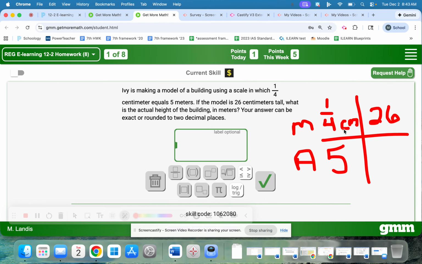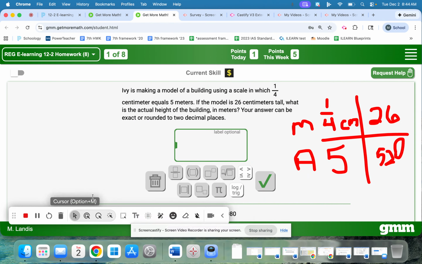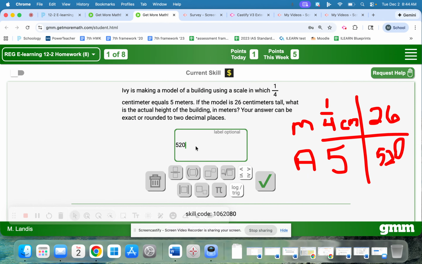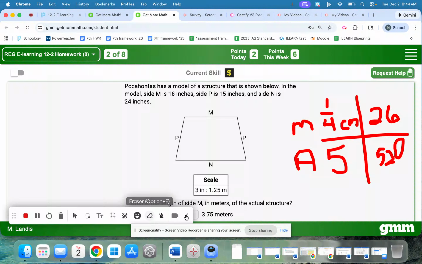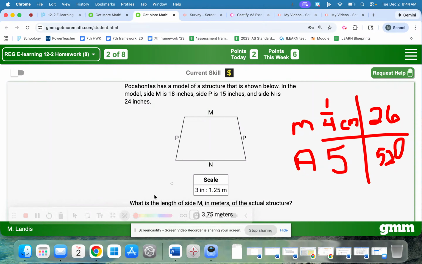So if you cross multiply and divide, 1/4 you got to type in is 0.25. So 26 times 5 divided by 1/4 gives you, now this gets a lot bigger, so this is going to get a lot bigger. The answer then is 520. Okay, 520. Okay, next one.